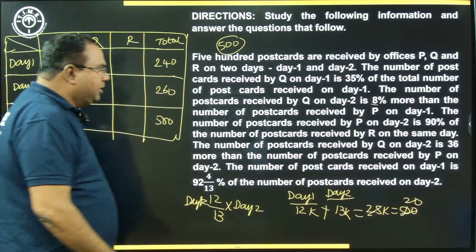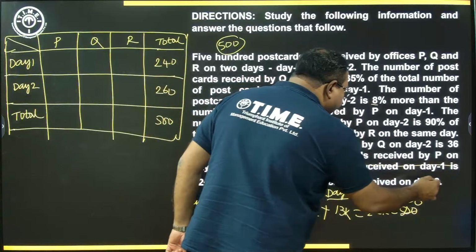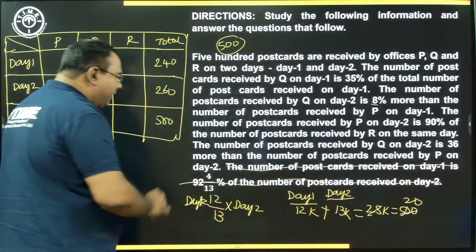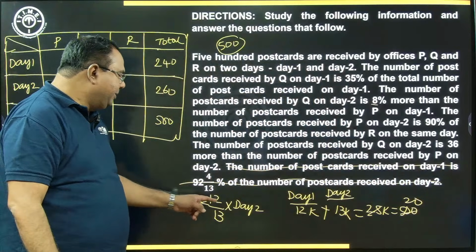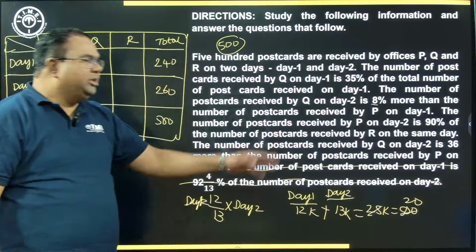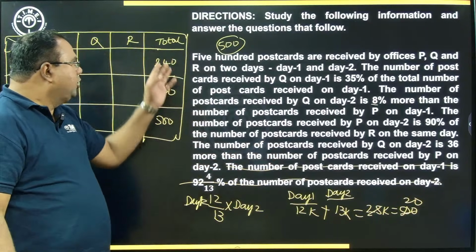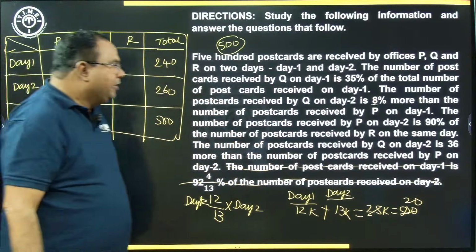Okay, this is done. The point which is done, I'm ignoring. Day 1 is 92 and 4 by 13%, which means 12 by 13 of day 2. If day 2 has 13K, day 1 will be 12K. If you add both, it is 500. K is equal to 20. So day 1, 12K, 240. Day 2, 260. Now let me take day 2 only.